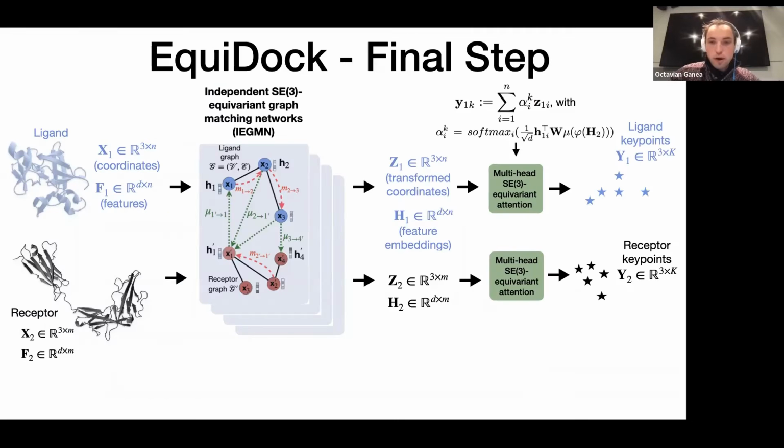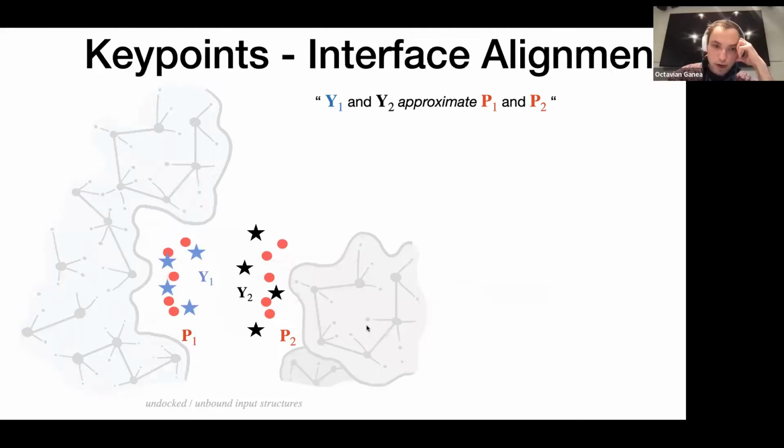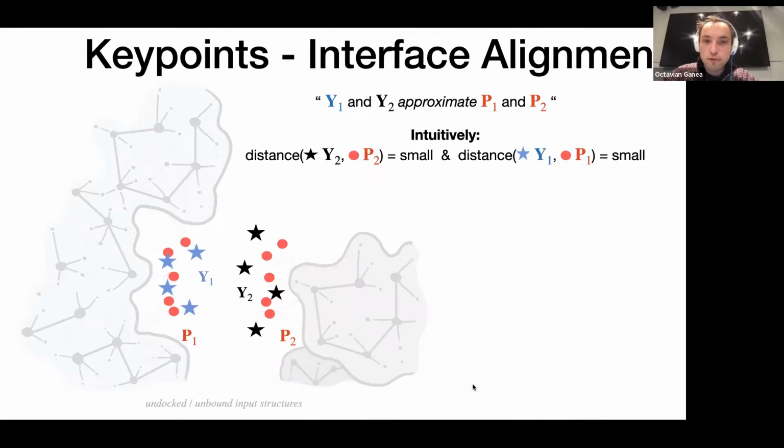So far I just explained the architecture of predicting key point sets, but what I didn't explain is what it actually means that the key points approximate well the binding interface points, which we have to do during training. During training we have to train Y1 and Y2 to fit well into P1 and P2. But what does that even mean, because we are dealing with sets of 3D points? Intuitively we have some constraints, and I'm going to say why this problem is non-trivial.